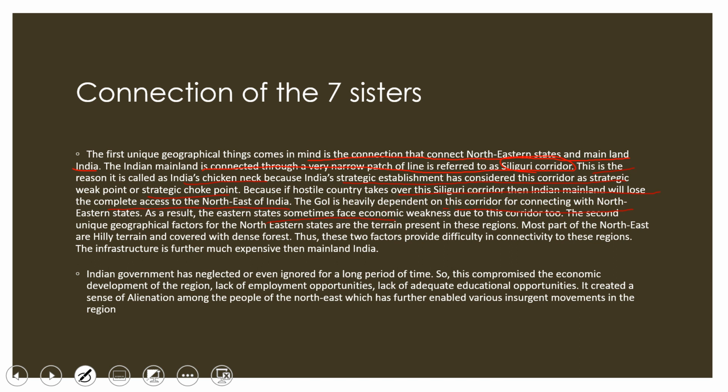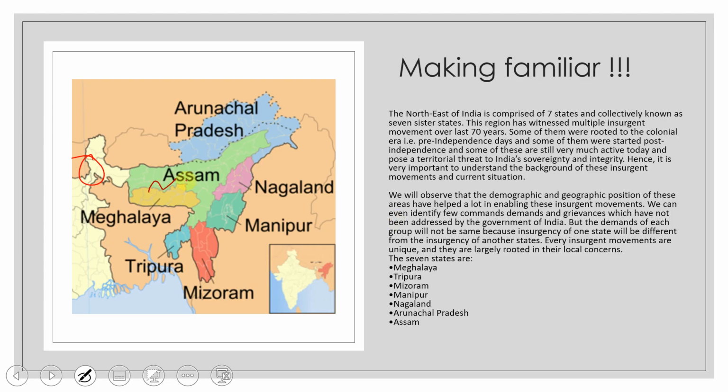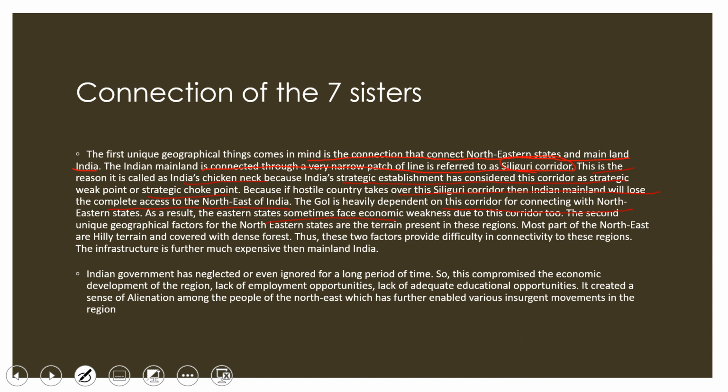And the second unique geographical factor of the northeastern states is the terrain, which I have already said is different in different places, and due to the presence of those terrains, guerrilla warfare took place by those insurgent groups. Most parts of the northeastern states are hilly terrain covered with dense forest, so they are more familiar with those areas, so they fought, I will say, best in guerrilla warfare. So these two factors create difficulty in connectivity to these regions, and infrastructure is more expensive than in mainland India.